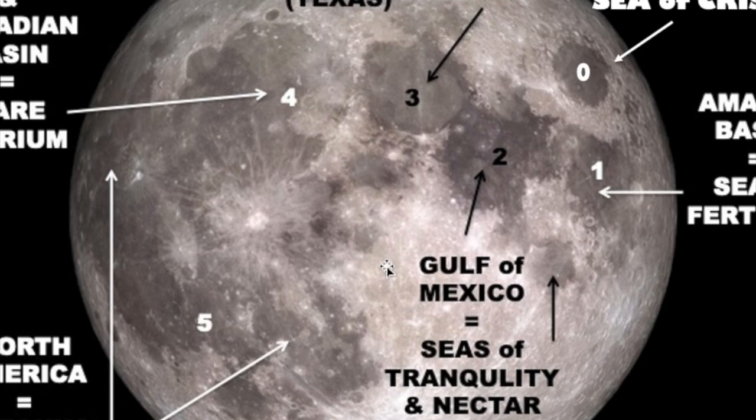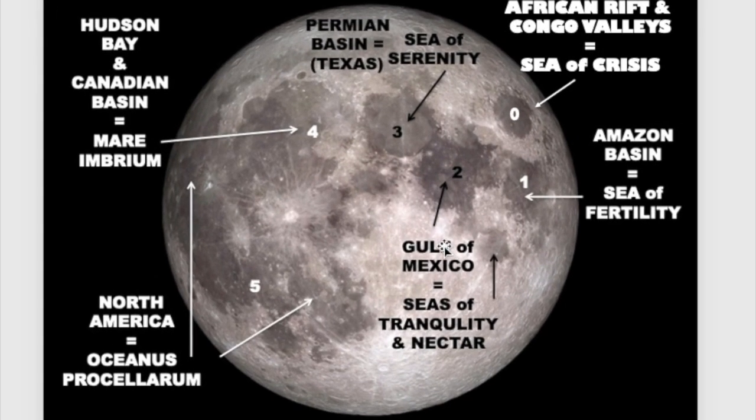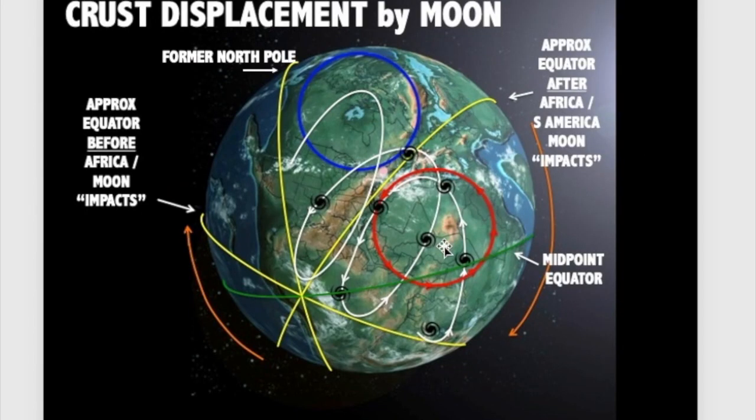Now, in terms of the overall moon, let me zoom in here. These are the main mares, and I'm just going to briefly touch on this to give you an idea of what I'm talking about. And what I'm talking about is crust displacement and the cause of plate tectonics. I'm not going to get into expanding Earth or not here, but there's a lot of evidence in my mind that the moon caused the Earth to expand.